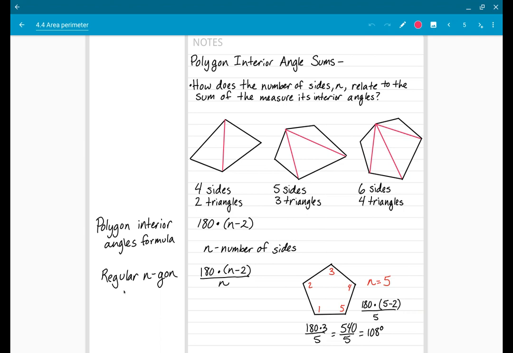A regular polygon, or a regular n-gon, is a polygon that has sides that are congruent to each other. So for instance, this pentagon is a regular pentagon because all 5 sides are identical, are congruent. And as a result, all 5 of the angles are also congruent. So we can basically find the sum of all of the angles and then divide it by the number of angles that the shape has to figure out what each individual angle is equal to.